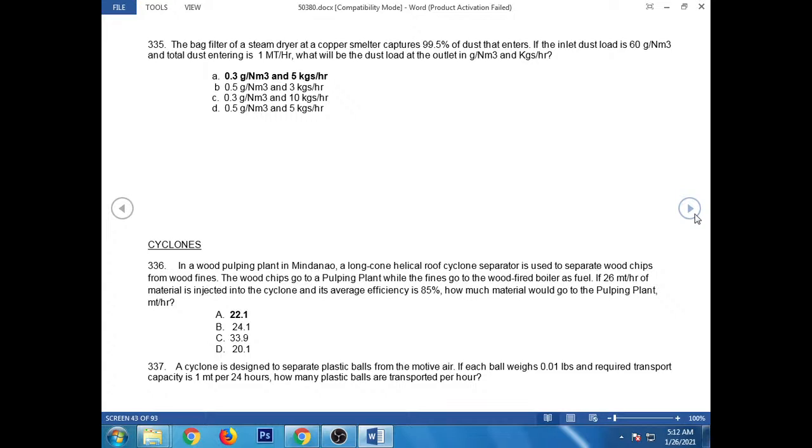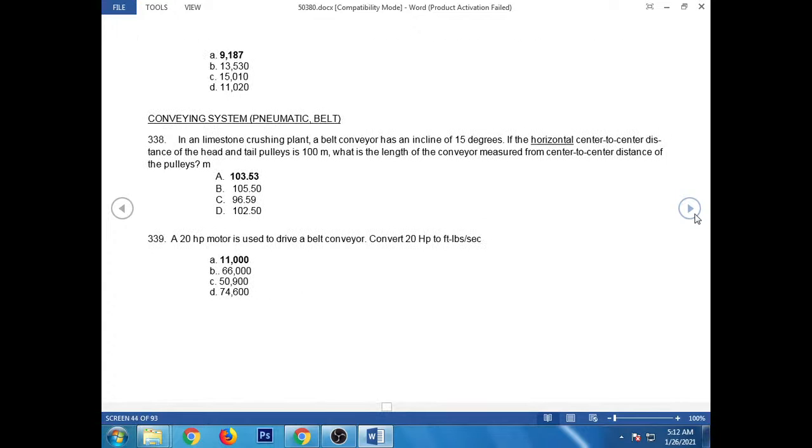Answer: 22.1. A cyclone is designed to separate plastic balls from motive air. If each ball weighs 0.01 pounds and the required transport capacity is 1 MT per 24 hours, how many plastic balls are transported per hour? Answer: 9187. Conveying system, pneumatic, belt.